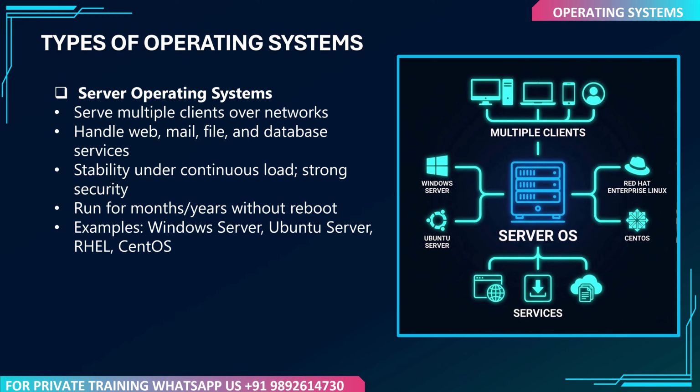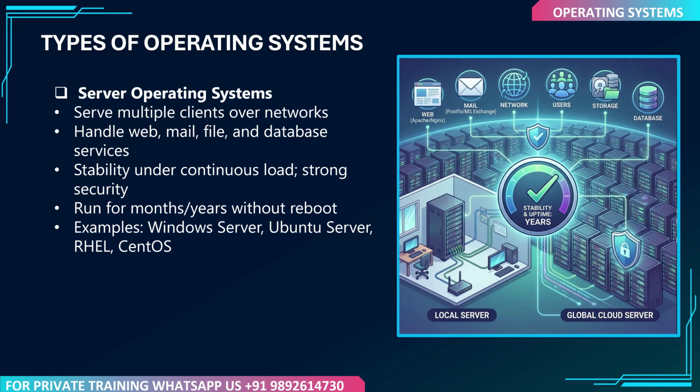Moving down a layer, we come to server operating systems. A server OS is designed to serve multiple clients. These clients could be other computers, users, or even applications over a network. If you've ever opened a website, downloaded an app, or used cloud storage, you were indirectly communicating with a server running one of these operating systems. Examples include Windows Server, Ubuntu Server, Red Hat Enterprise Linux, and CentOS. Unlike mainframes, which are huge centralized systems, servers can range from small local servers to global-scale cloud servers. They manage network connections, user requests, file storage, and databases.